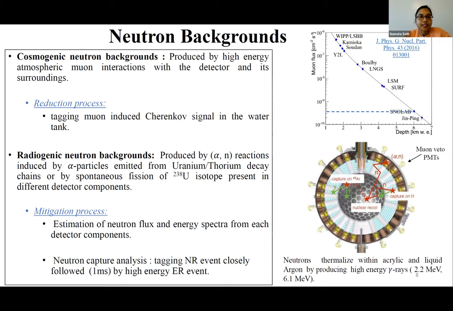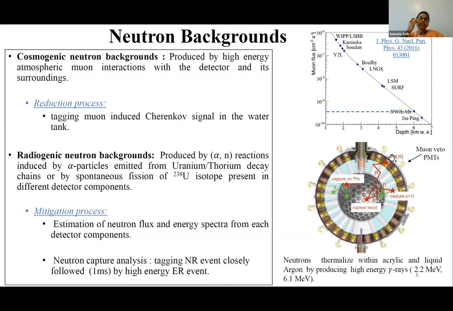So as we know, for these kinds of experiments, there are normally two kinds of neutron background. The cosmogenic neutron background comes from atmospheric muon interactions with the detector. To reduce this kind of background, we are performing our experiment at SNOLAB, which gives a significant reduction of muon flux. Besides that, we also tag the muon-induced Cherenkov signal in the water tank. These are the muon veto here.